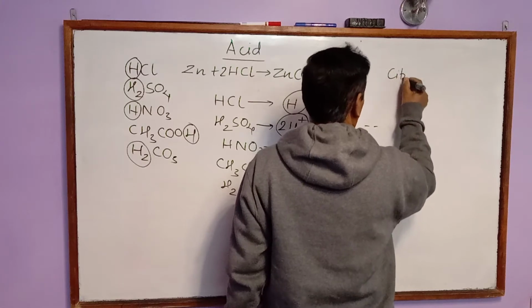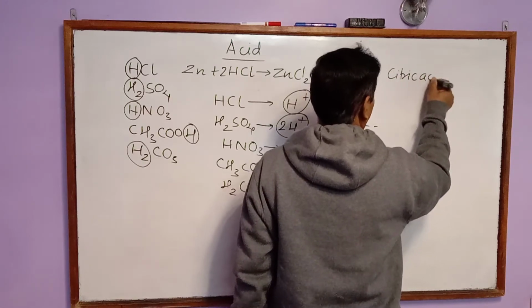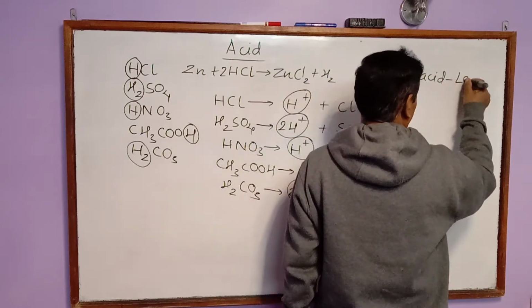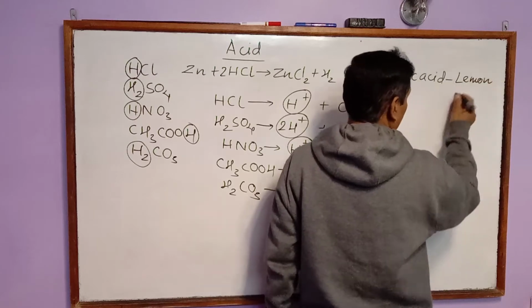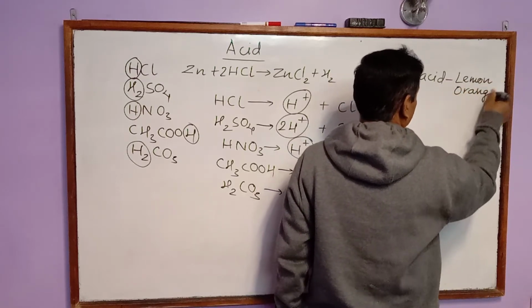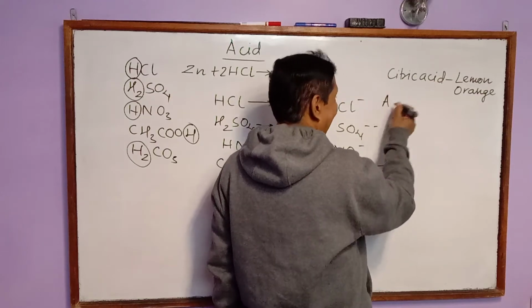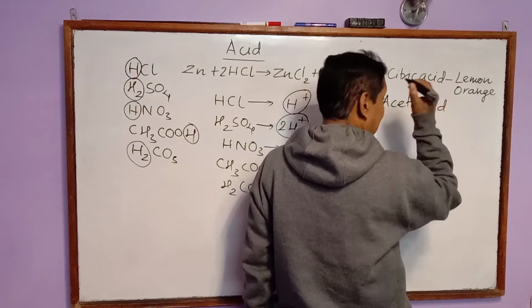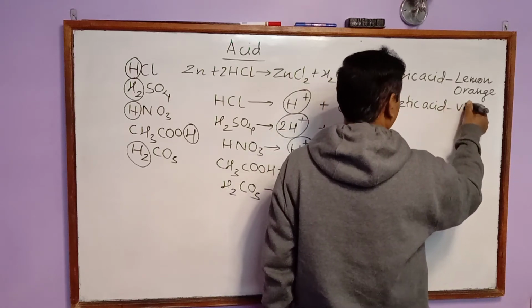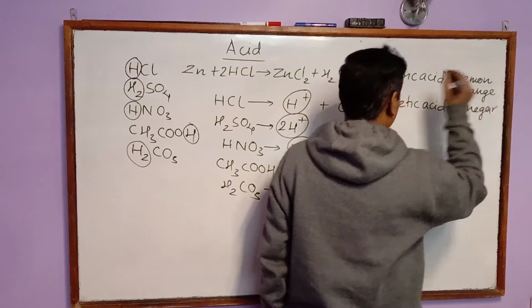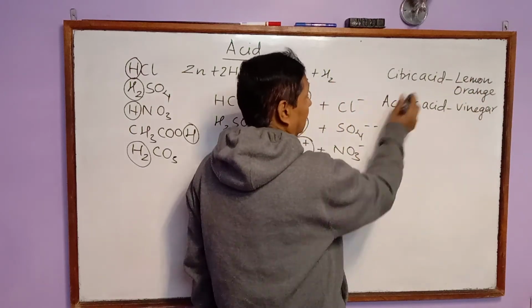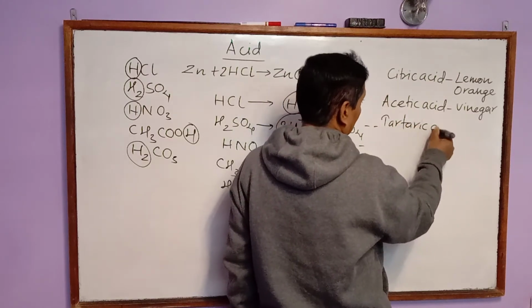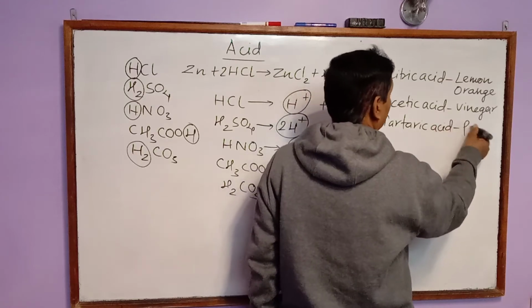Citric acid. This citric acid can be obtained from lemon, orange, etc. Now another, acetic acid. I'm talking about organic acids. Acetic acid is actually obtained from vinegar. And another, tartaric acid, it is obtained from pomelo.